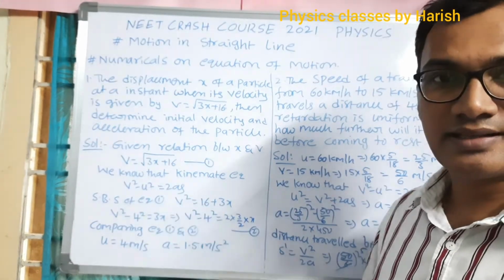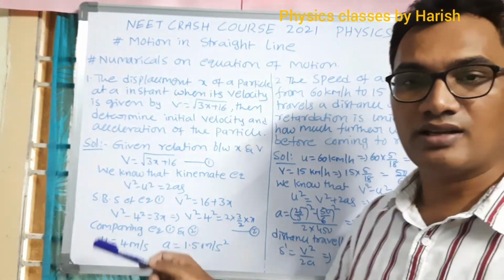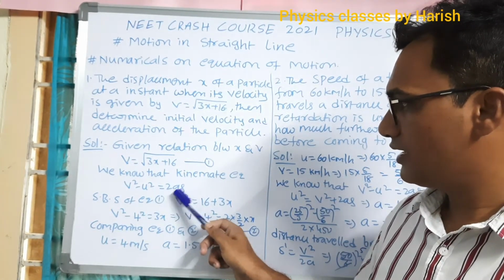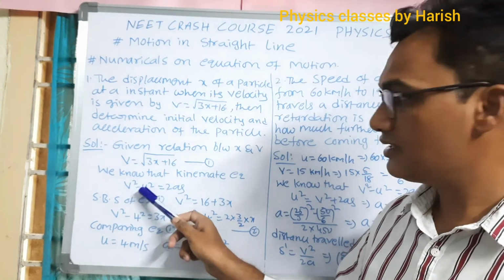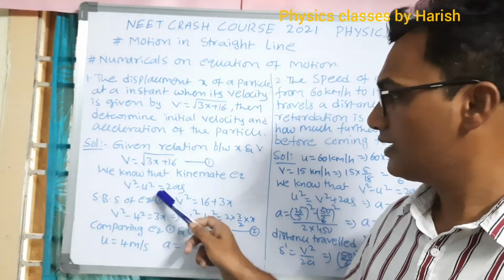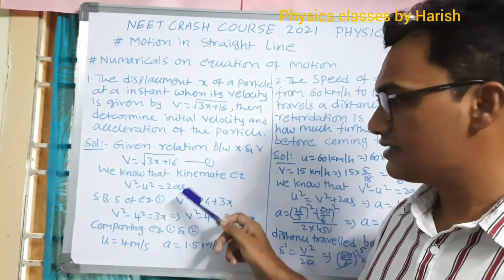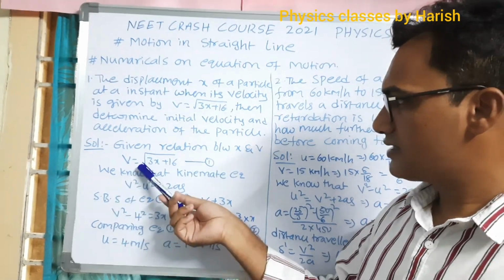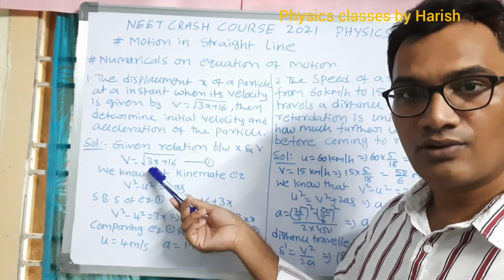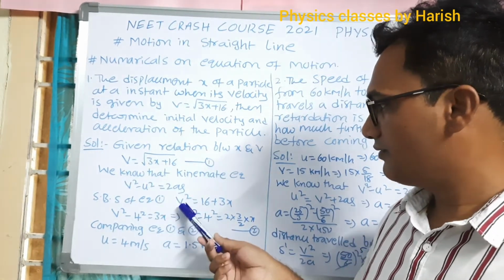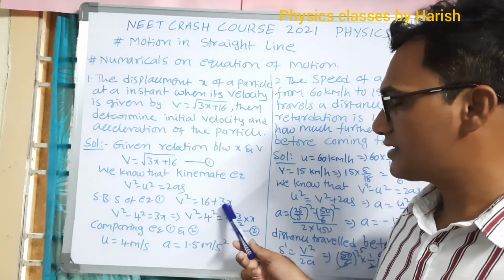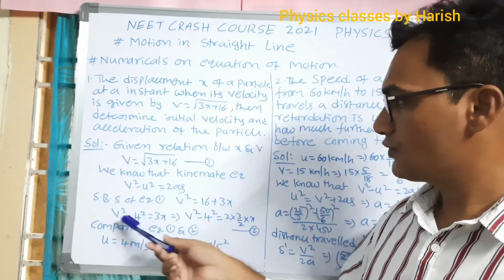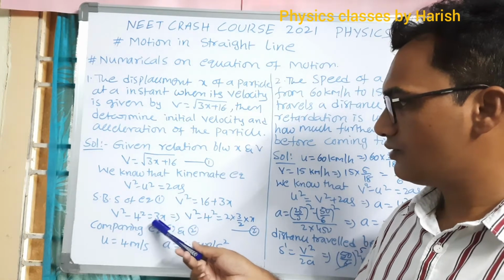As we know, the third kinematic equation is v square minus u square is equal to 2as. Here v is the final velocity, u is the initial velocity, a is the acceleration, and s is the distance traveled by the object. Squaring both sides of the given equation, v is equal to under root of 3x plus 16, we get v square is equal to 16 plus 3x. That we can convert like v square minus u square is equal to 2as. So v square minus 4 square is equal to 3x.